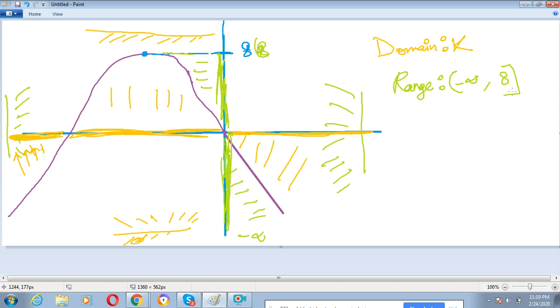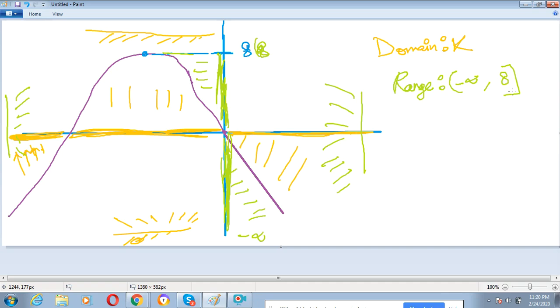So the domain would be -1 to 1. Close bracket or open bracket? Close bracket. Perfect. And range?